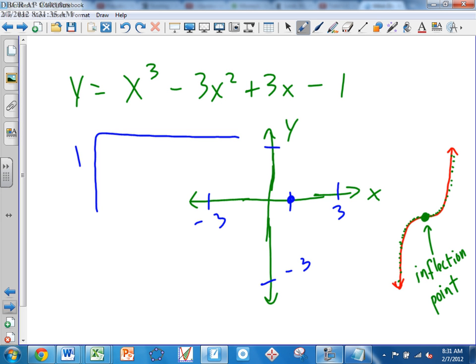Put it in a synthetic table, please. So if we check this, before we graph it, let's run it through.